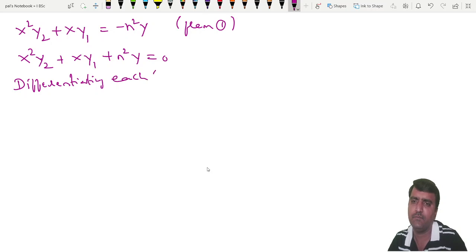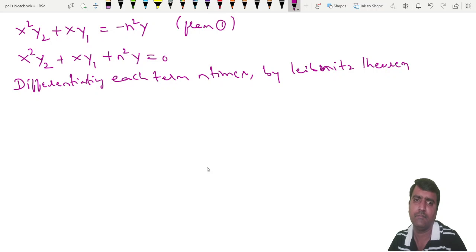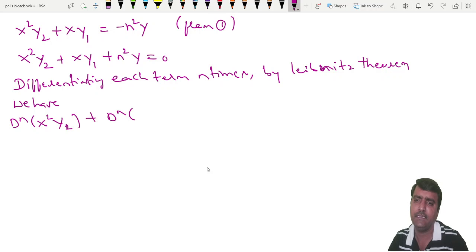Differentiating each term n times by using Leibnitz theorem. By using Leibnitz theorem, we have, so if you apply nth differentiation to each term, nth differentiation of x square y2 plus nth differentiation of xy1 plus n square is a constant, nth differentiation of y is equal to 0.